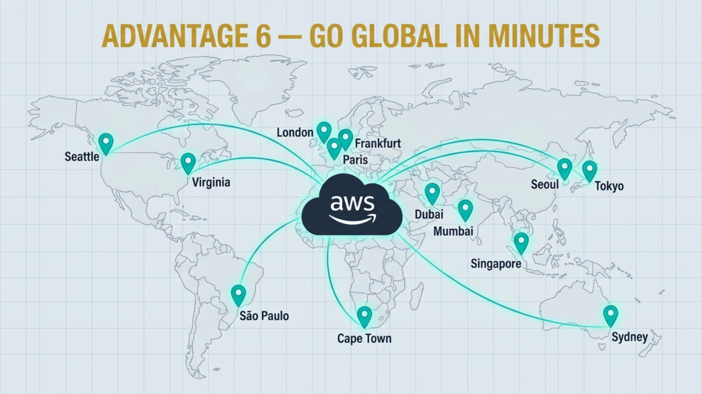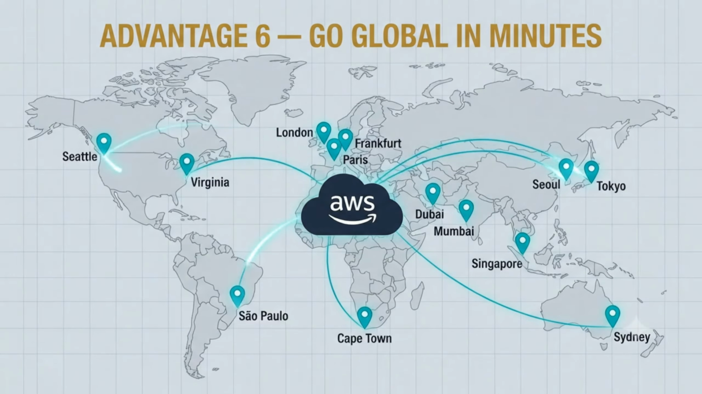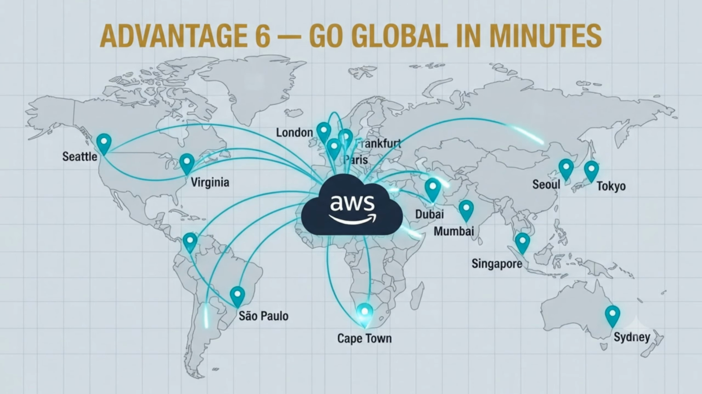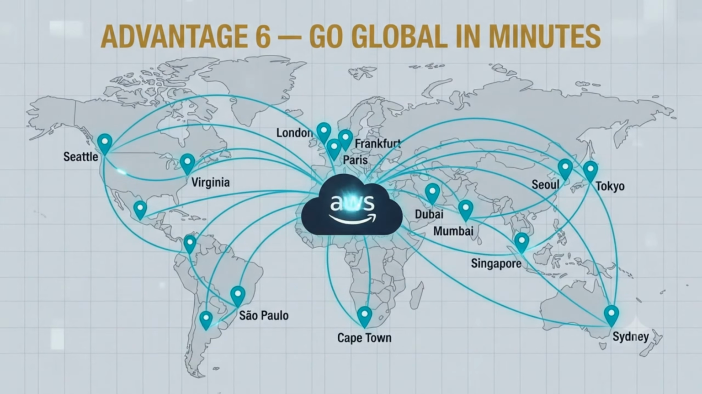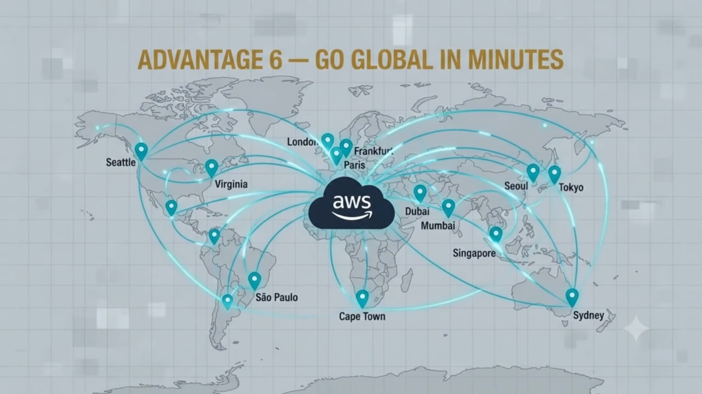Advantage 6, go global in minutes. AWS operates data centers across multiple regions worldwide. Wherever your customers are, you can deploy resources close to them, reducing latency and improving their experience. This also supports disaster recovery and business continuity. Setting up your own physical data centers internationally would be massively expensive. With AWS, it's a configuration choice, not a multi-million-dollar investment. It also helps you meet compliance requirements around where data is stored.